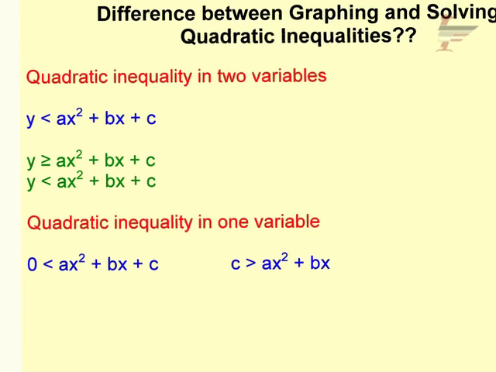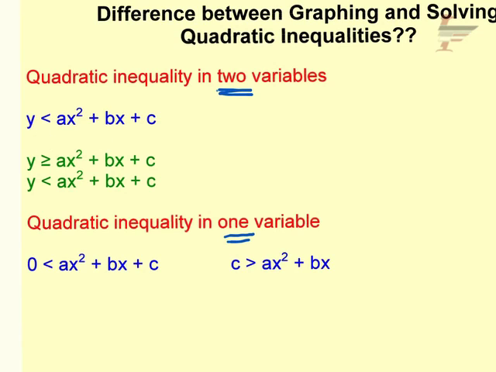So what is the difference between graphing and solving quadratic inequalities? And the difference really is in the format of the equation. Okay, so here I have a quadratic inequality in two variables, and here I have a quadratic inequality in one variable. So really that's going to be the difference. So note here you have two versus one variable.